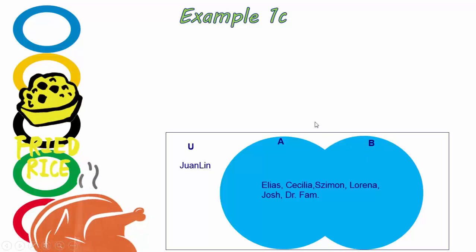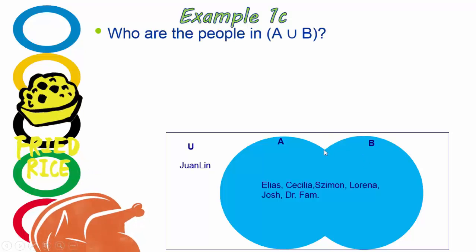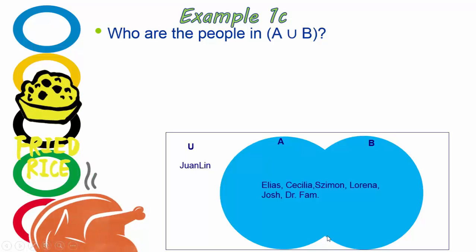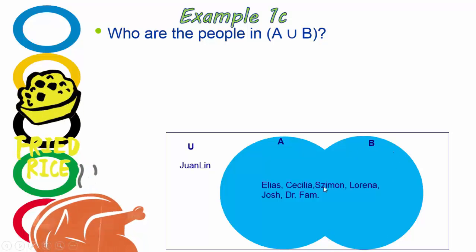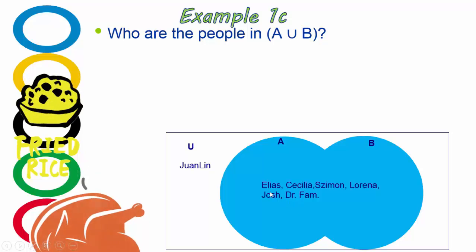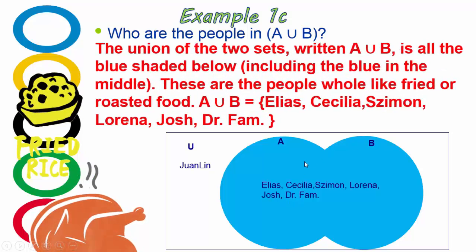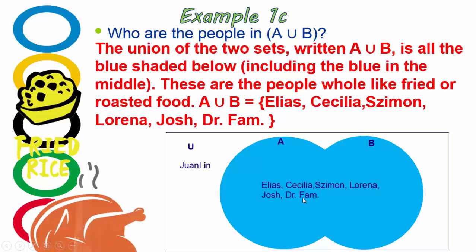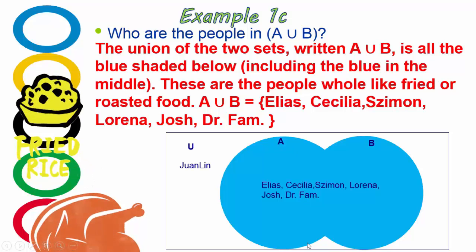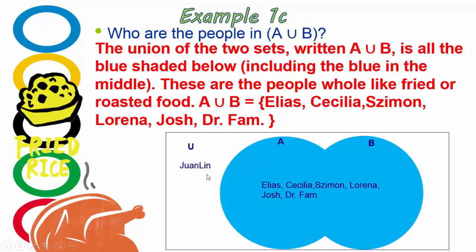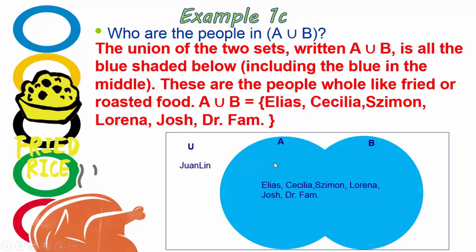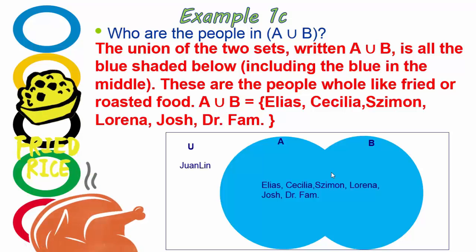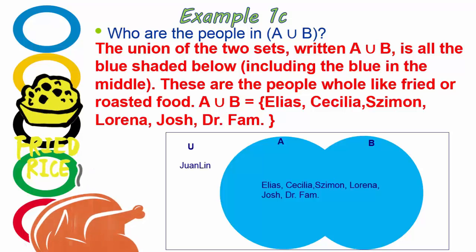Now for C, we want to find the union. So the union would be all of the people that would be inclusive in both A and B. And that would include Elias, Cecilia, Simone, Lorena, Josh, and myself. The only one who's not in the union is Wan Lin, because she is not in either A or B. She doesn't like either roasted or fried food.